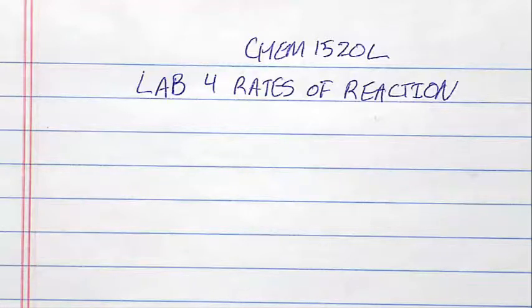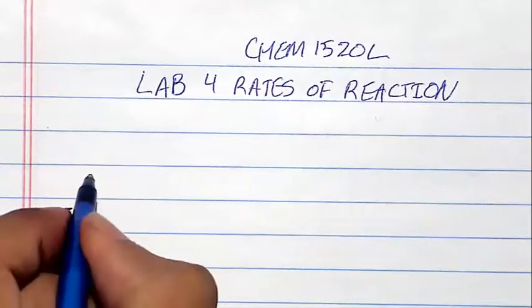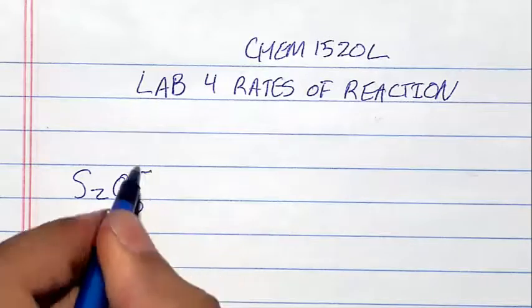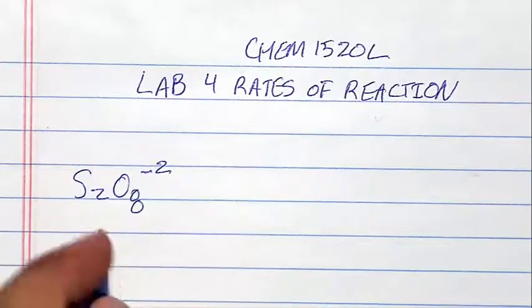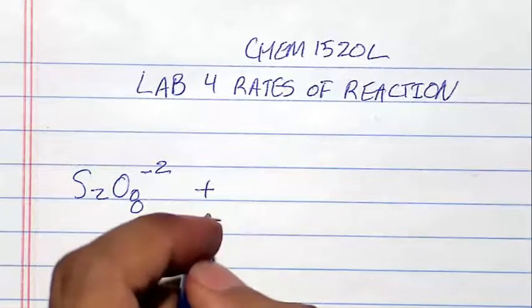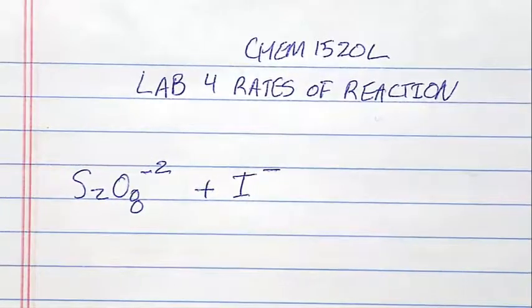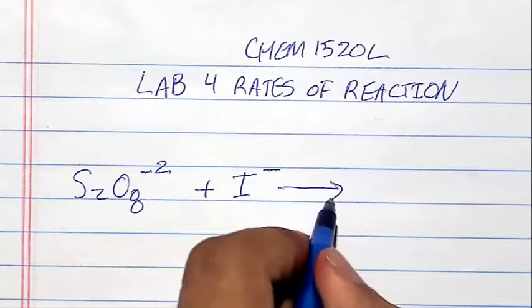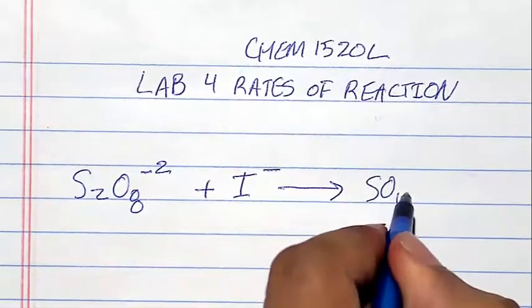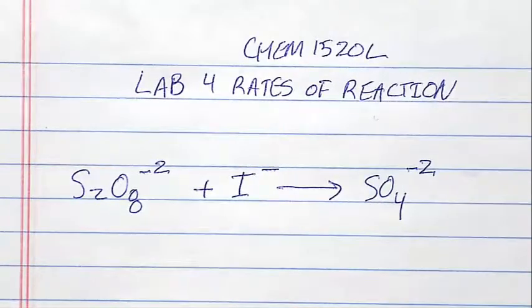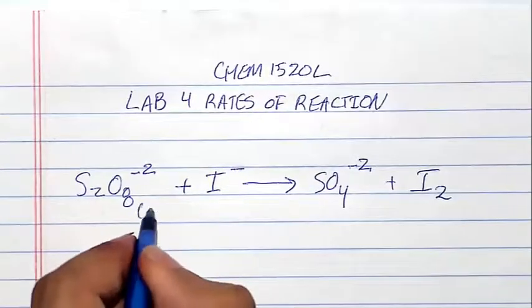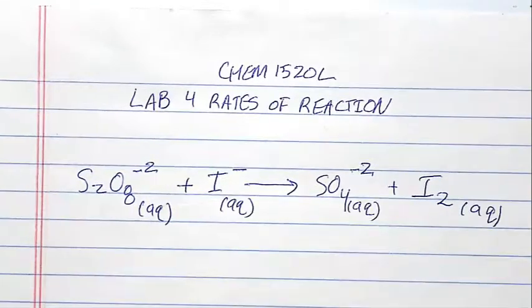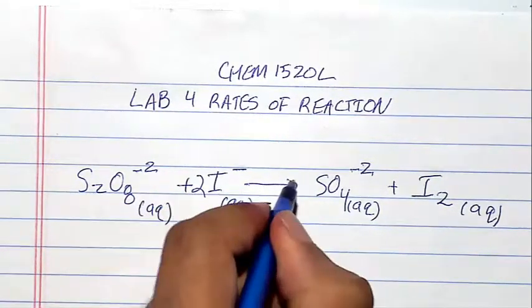In lab number 4, you will determine the rate of the reaction involving potassium persulfate reacting with sodium iodide. So the equation that you will be performing is this: S2O8 2-, that's the persulfate ion, reacts with the iodide ion, that's I-, and that will give you SO4 2-, the sulfate ion, plus I2. This is all done in aqueous solution. And furthermore, to balance this equation, we'll add a 2 here and a 2 here.